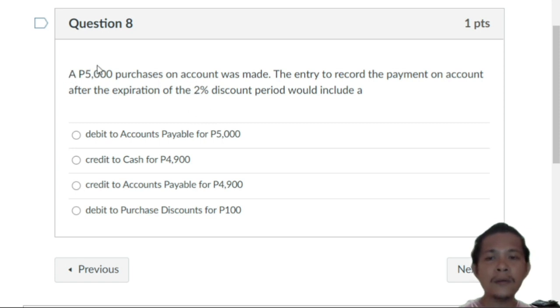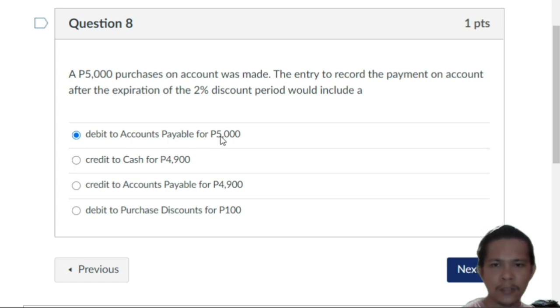So, kung magkano yung invoice price, yun din yung babayaran mo. So, debit ka ng accounts payable, credit to cash. Wala nang purchase discount. So, ang sagot natin dito ay itong nasa unahan, debit to accounts payable for 5,000. Ito, mali na yung mga amounts, no? So, that is your answer.